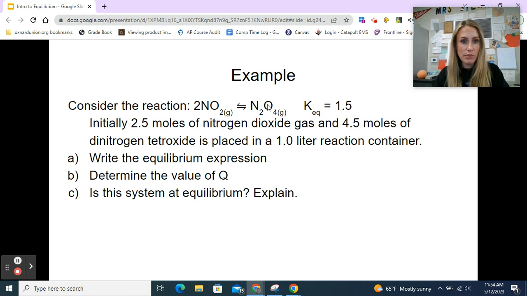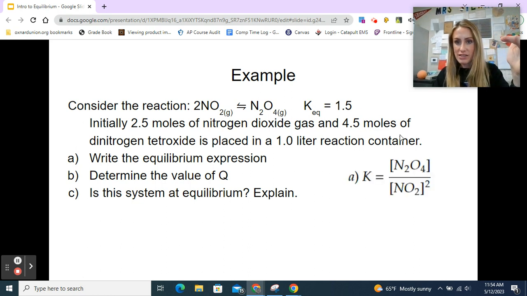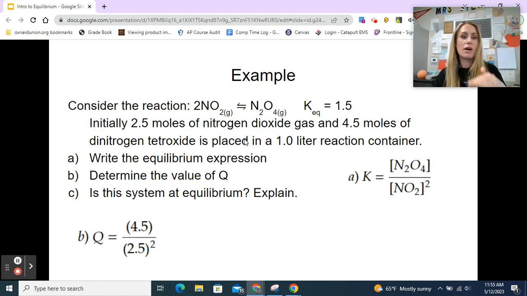So writing the equilibrium expression, remember K is products over reactants. We get the concentration of our product over the concentration of our reactant squared, because again, there's a 2 coefficient in front of that NO2. So that's why it's squared. Now, we use this same expression to plug in the numbers that we have. So I have Q is equal to the concentration of my product over the concentration of my reactant squared.